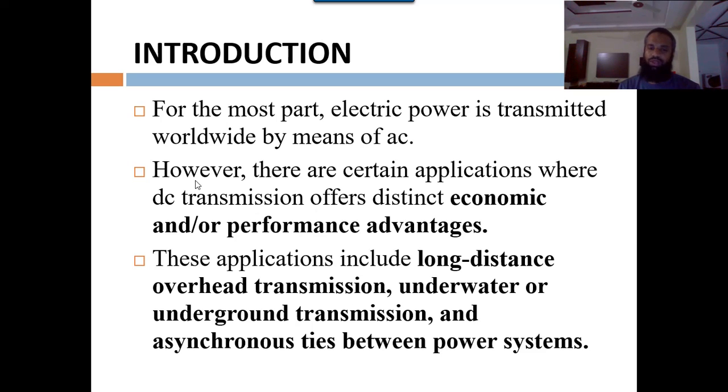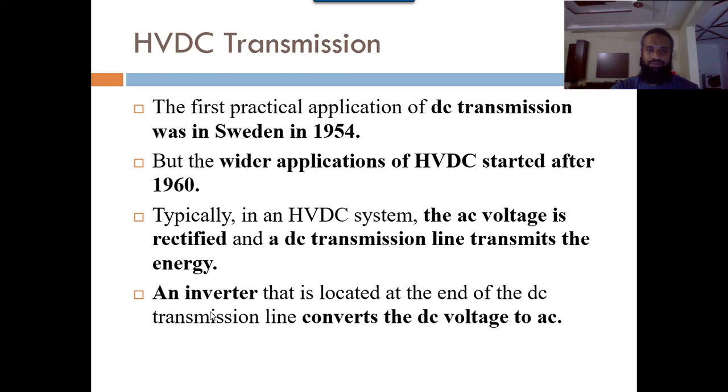It is also used in underwater or underground transmission line. And the third most important advantage of HVDC system is that it does not require any synchronization, while in the AC system without synchronization we cannot combine two or more supplies in a system. So the DC transmission line was initiated in Sweden in 1954, but the wider application of HVDC started in 1960.